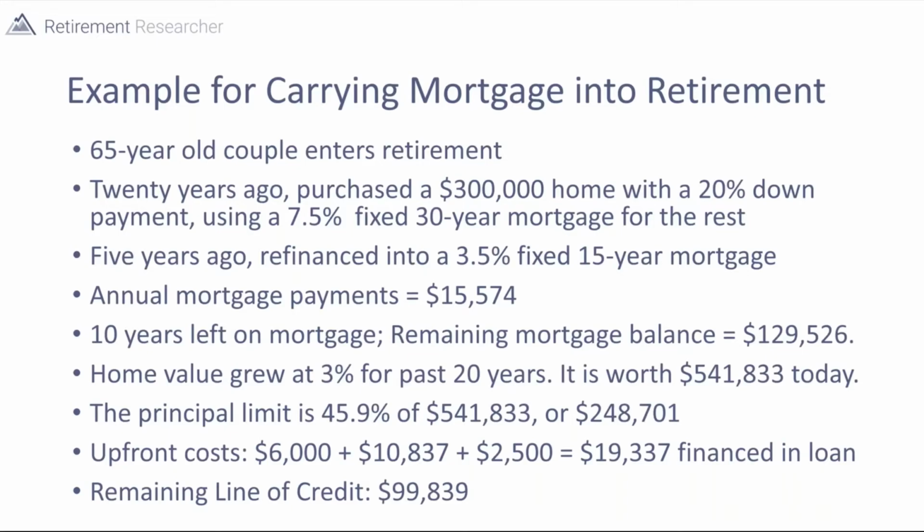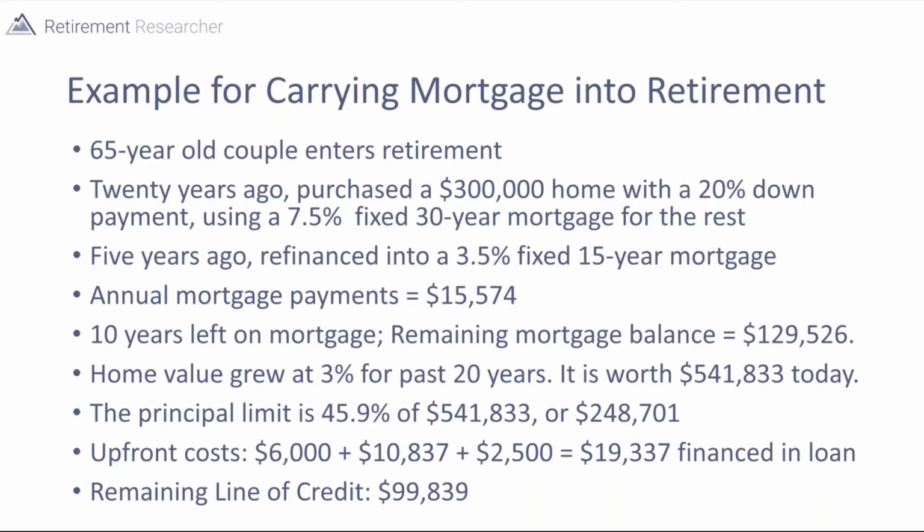Now, this is where there can be some sticker shock. I'm going to assume the full upfront costs just to see, will the benefits exceed the costs? So to set up this reverse mortgage, they're looking at a $6,000 origination fee. And then the kicker is this 2% mortgage insurance premium. So 2% of the home value is a mortgage insurance premium of $10,837. And then I use $2,500 to approximate other mortgage closing costs. And so $19,337 is the upfront cost to set up the reverse mortgage.